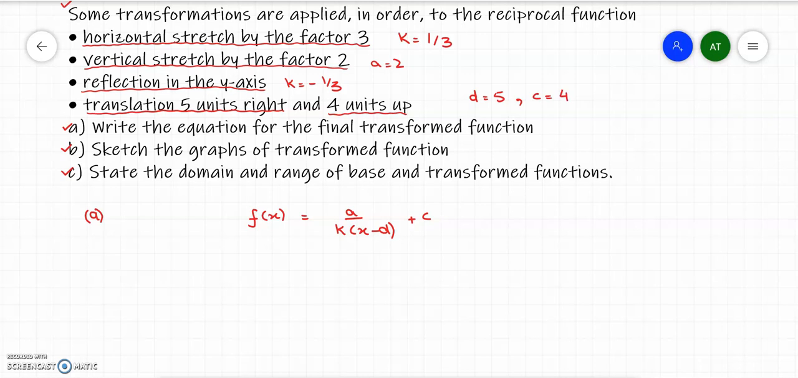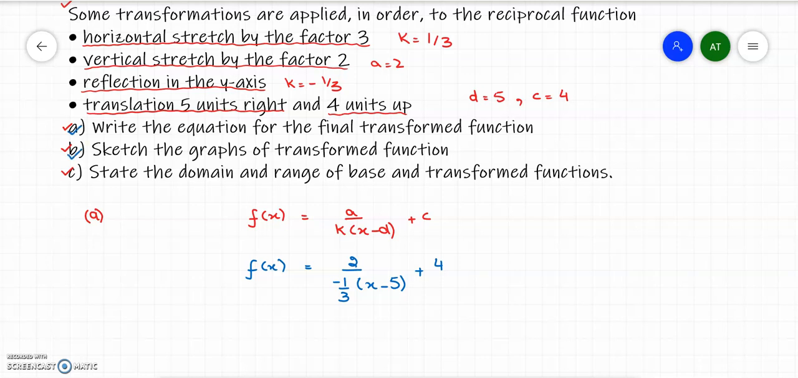Let me substitute all the values into the transformed equation. It would be f of x equals a value is 2 over the k is negative 1 by 3 into x minus d value is 5 and then plus the c value is 4. So we have done with the A part. We wrote the equation of the final transformed function.